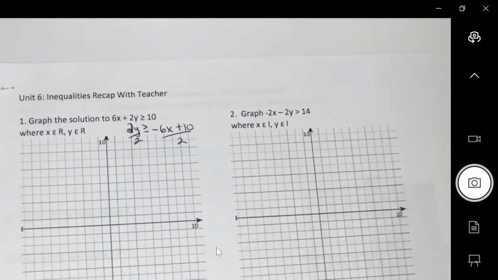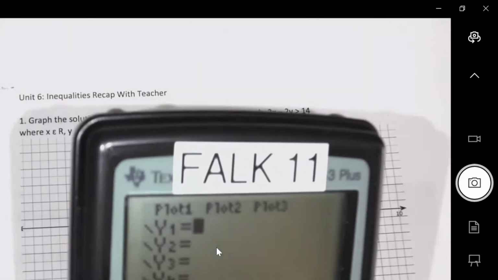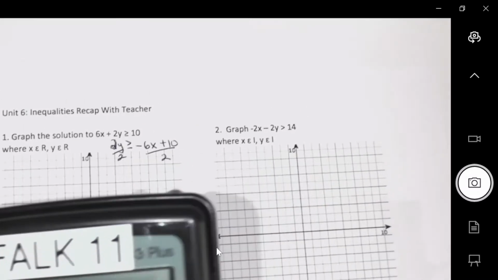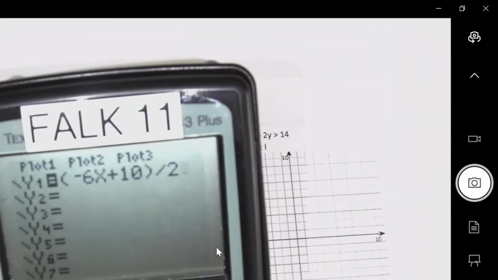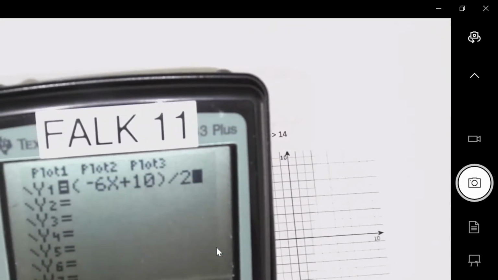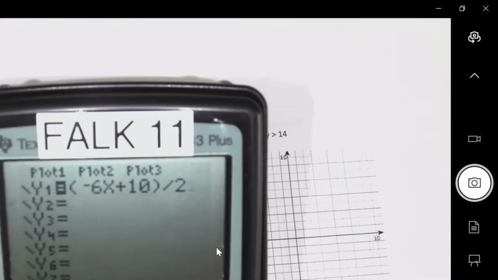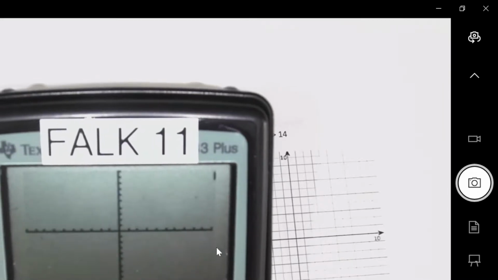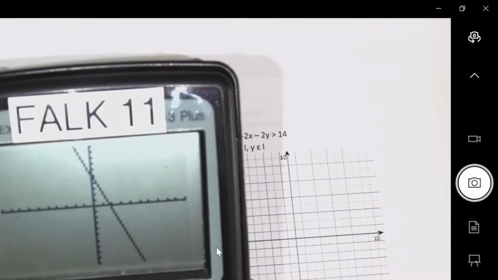Alright, so I'm going to let my calculator do this for me. Some of you, if you want from last year, can do it by hand. So y equals, I'm going to go bracket negative 6x plus 10 bracket divide by 2. I'm letting my calculator do all that division for me, but I make sure I put that in brackets, right? That'd be important. Okay, I'm going to zoom 6 this to reset the window, a 10 by 10. And that's what I'm getting.